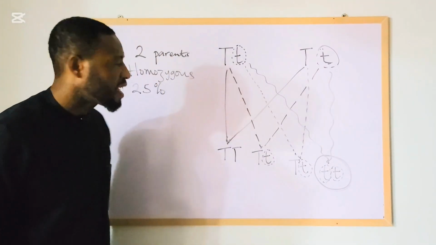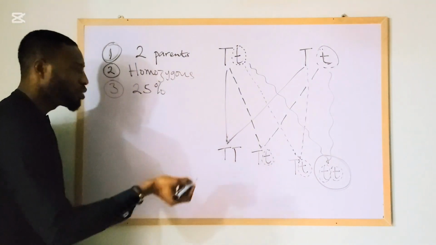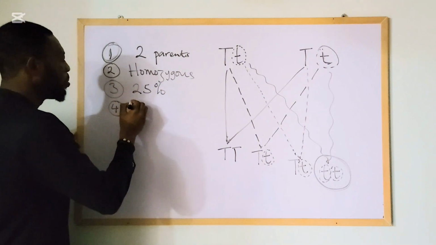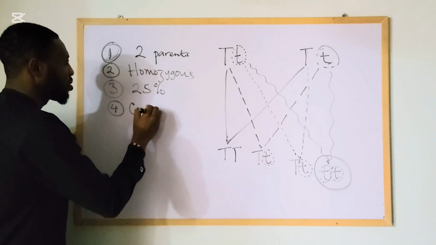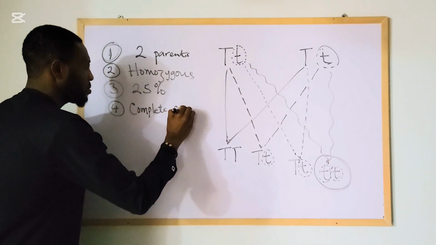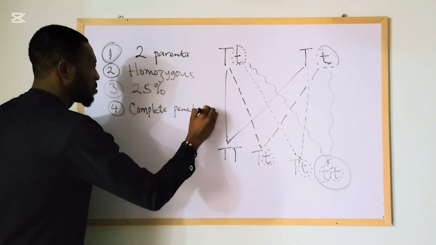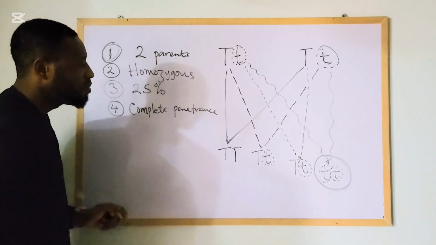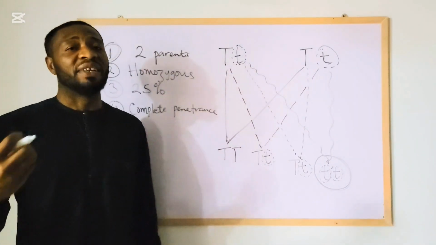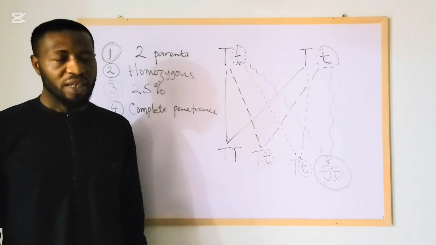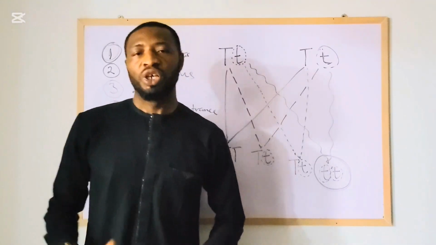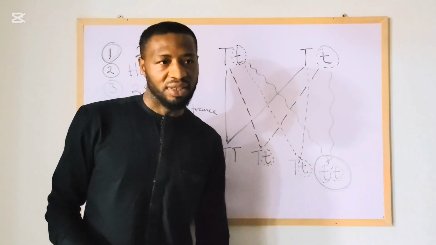Okay, some other characteristics of autosomal recessive disorders is that there is usually complete penetrance. And that simply means that everybody that has the defective gene will manifest the disease. Okay, so there's complete penetrance. As long as you have that defective gene, you will manifest the disease.